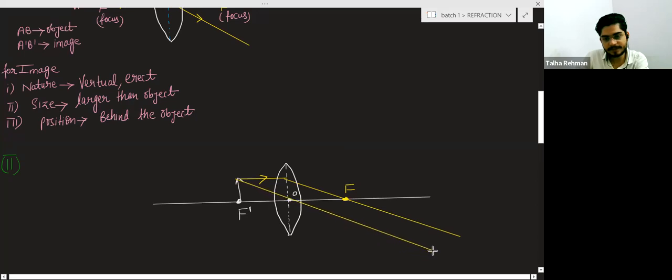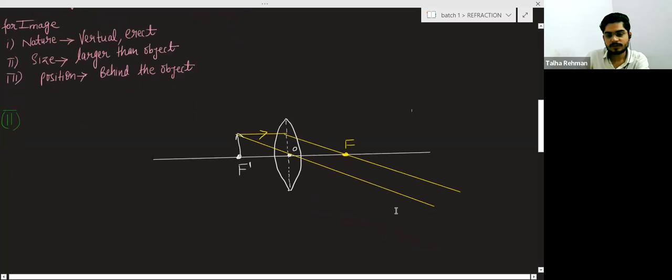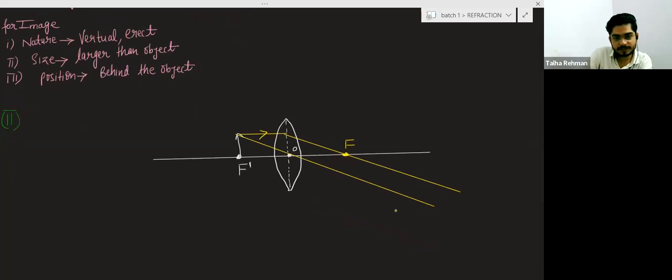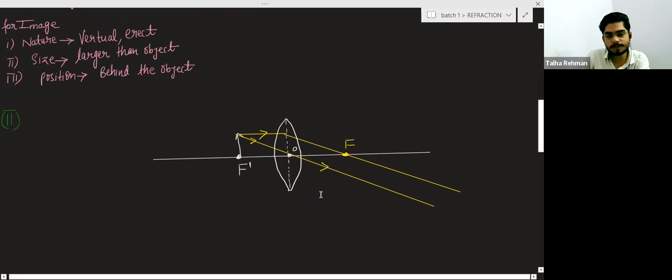Like this is the second ray. And so you can see that the second ray from the object is like this, and it is passing from the optical center. As I have told you, if a ray is passing from the optical center, then it will go straight. So this ray will go straight.